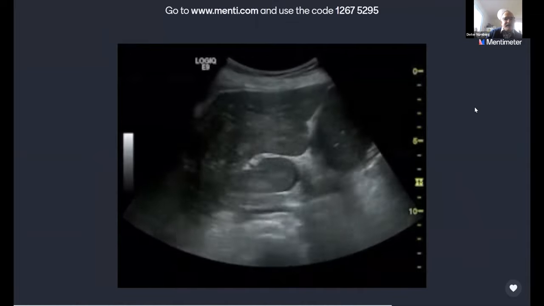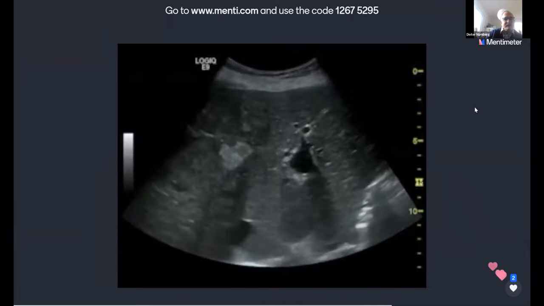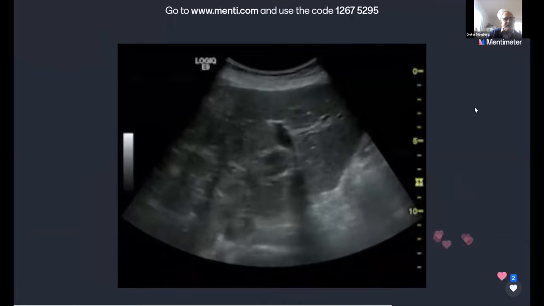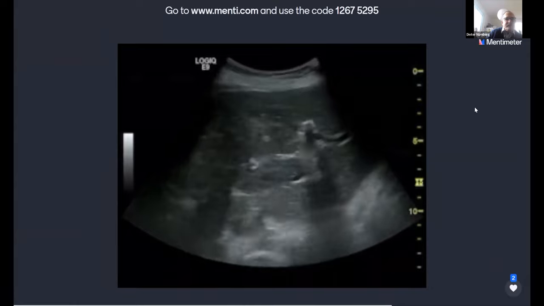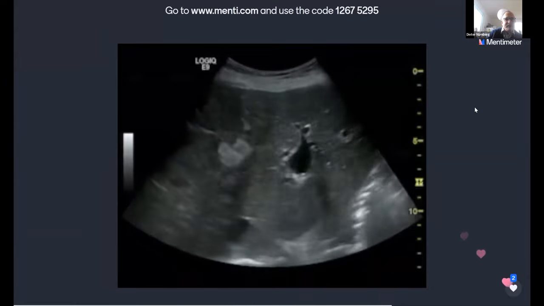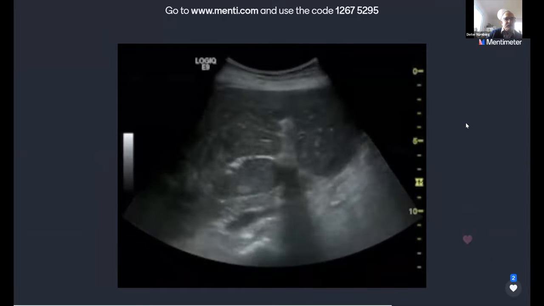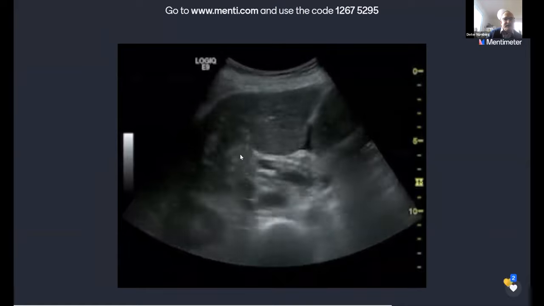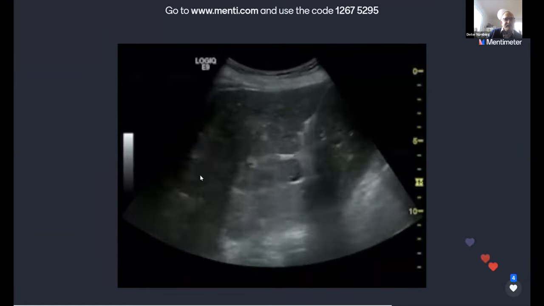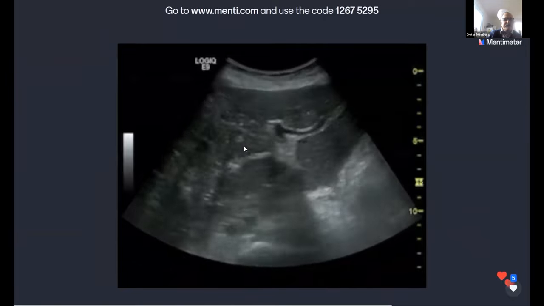We stay at the liver and look from under the ribs into the hilum. A little bit of ascites. Some of you can see also a tumor in the liver with an echo-rich filled big vessel in the center of the liver.